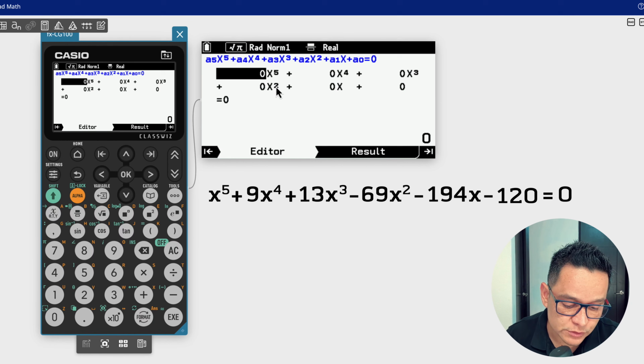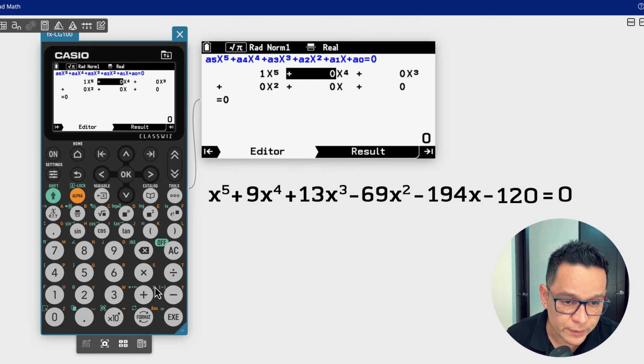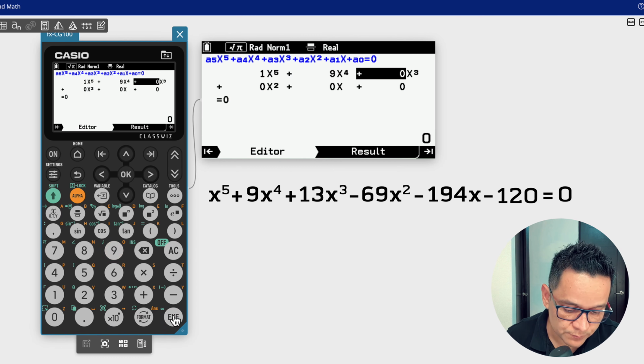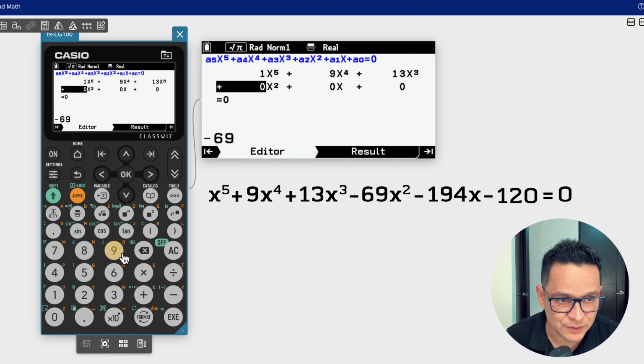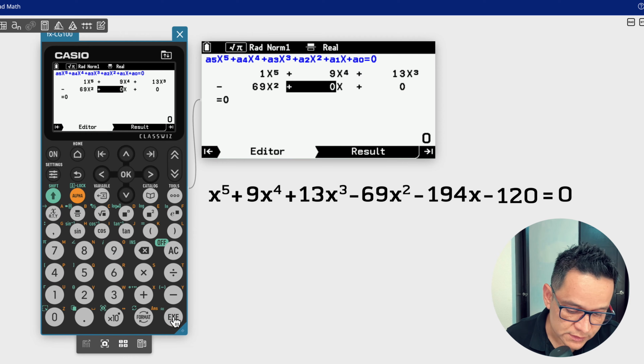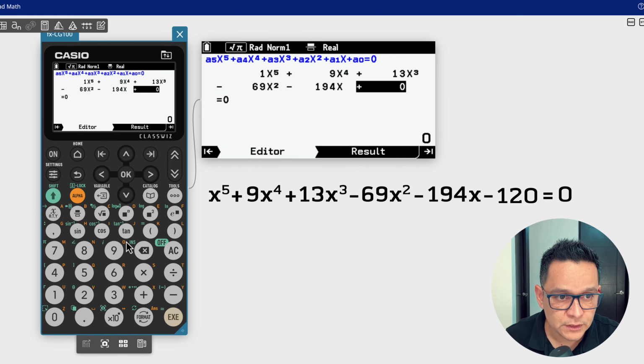Here, with x to the fifth, press 1 and execute. Then 9x to the fourth, 9 execute, then 1, 3. 1, 3 execute, and finally, minus 6. 9x squared. So, let me see. Let me put it with shift minus 60. Oh, sorry. I was going to put it the other way around. Execute. Then it's execute, execute, execute. We enter minus 194 execute, and then shift minus 120.